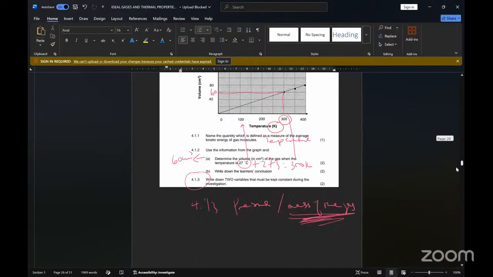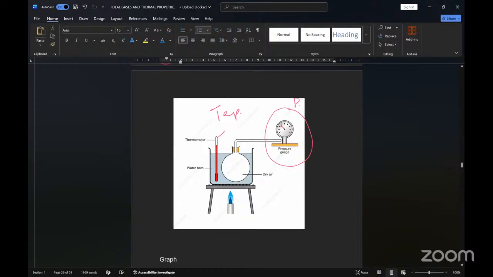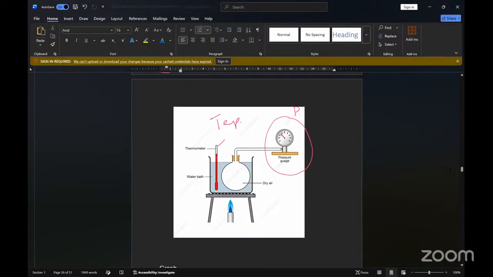So let's come back to the diagram. Basically, the setup is like you put this tube in a container filled with water, and then you start heating it. And as you are heating it, the gas inside this bulb begins to expand.